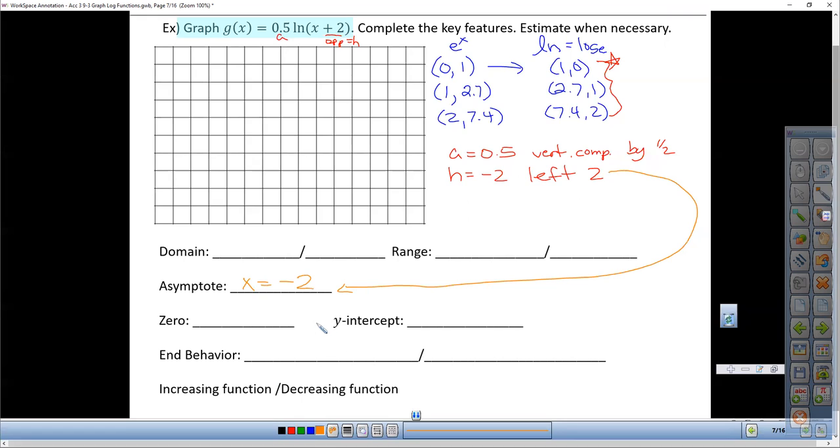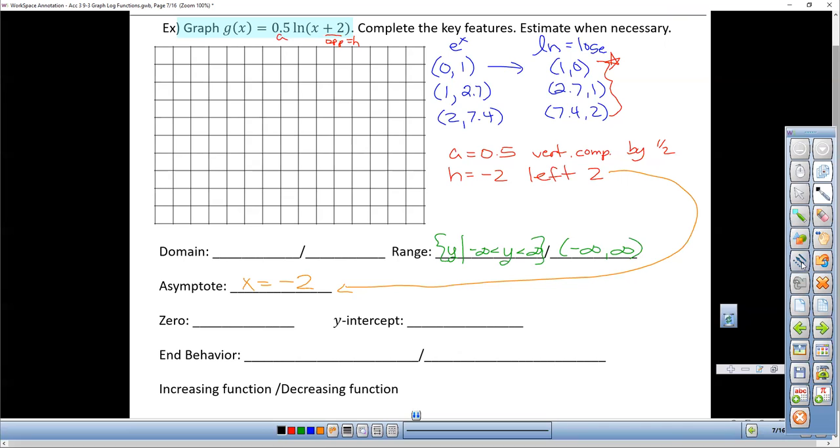Like so. Range, remember, of all of these simple logarithm functions is the set of all real numbers. So we have the set of all y's such that negative infinity is less than y is less than infinity. Everything else, once again, I will wait until after I do the graph.